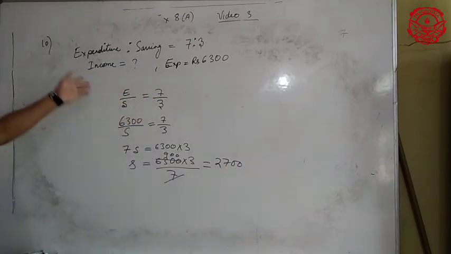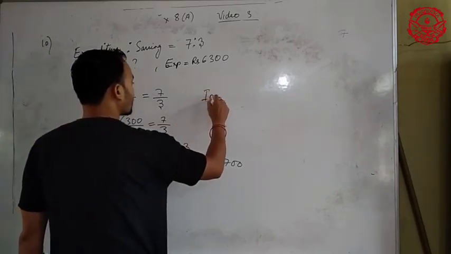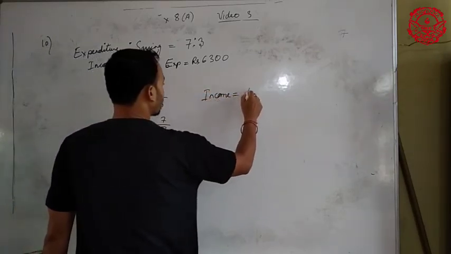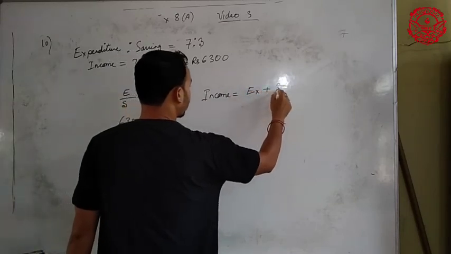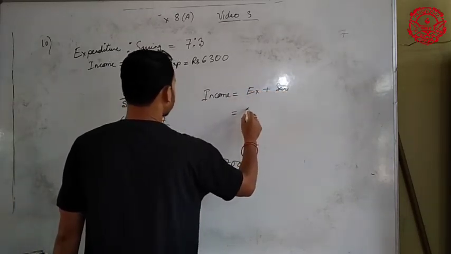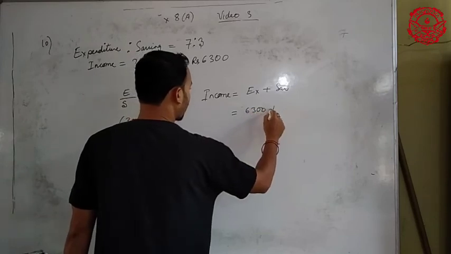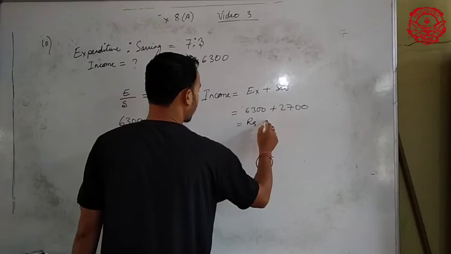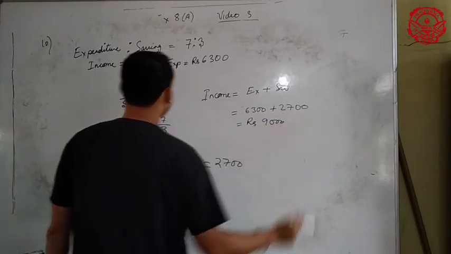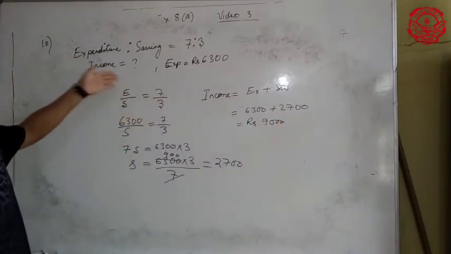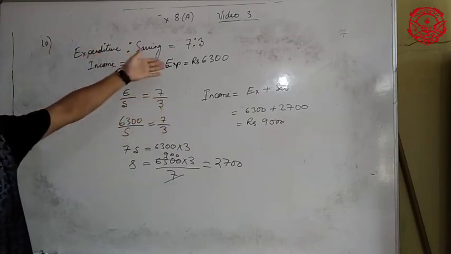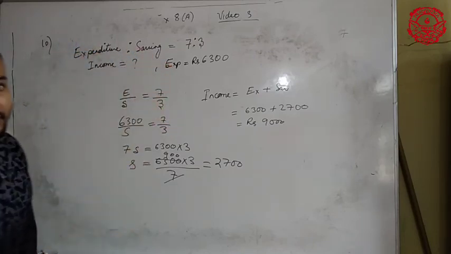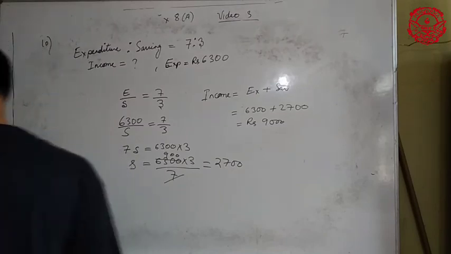Now see, what is the income? Income is expenditure plus savings. So income is expenditure plus savings. Expenditure is 6300 and this is 2700. It means the sum is rupees 9000. Yes, 9000. So what is the income of the family? The income of the family is 9000 and his expenditure is 6300 and his savings is 2700.